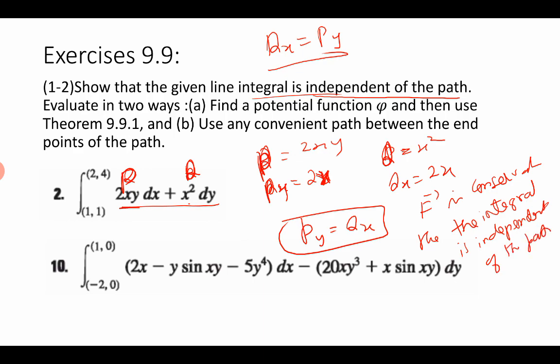Next, find phi. If it is conservative, immediately F can be written as del phi. We have to find phi. Next, use a convenient path between the end points to evaluate it; any convenient path you can take. The third one is to find the potential function phi, then use the theorem. So we are going to find phi. Let's do it on a separate sheet.